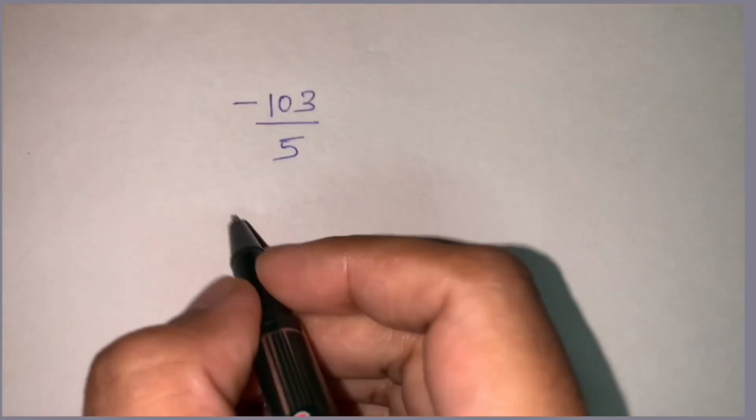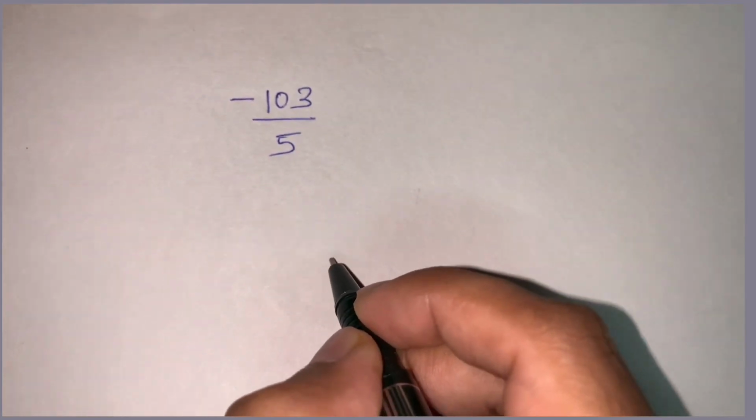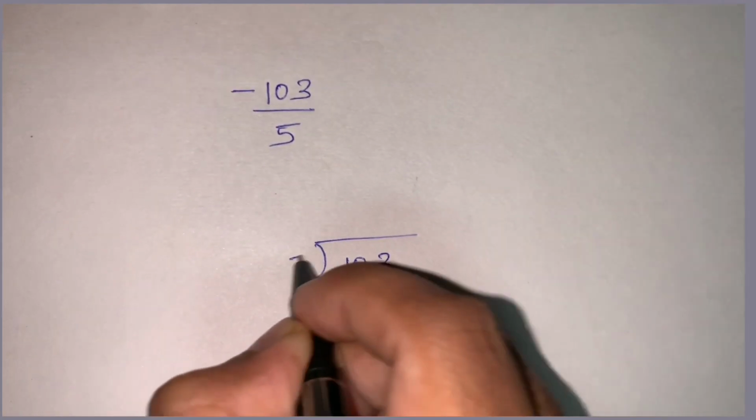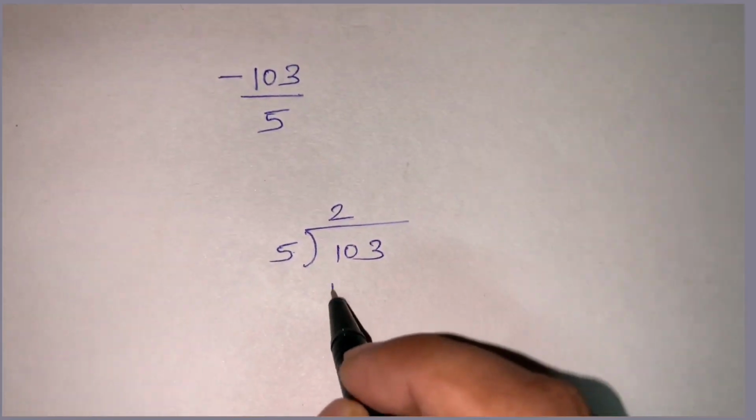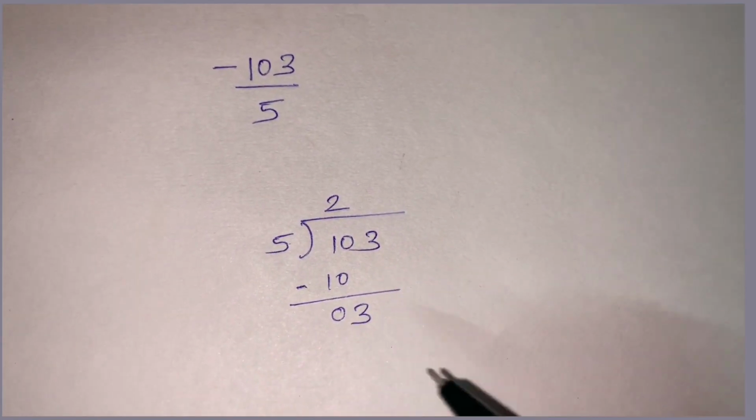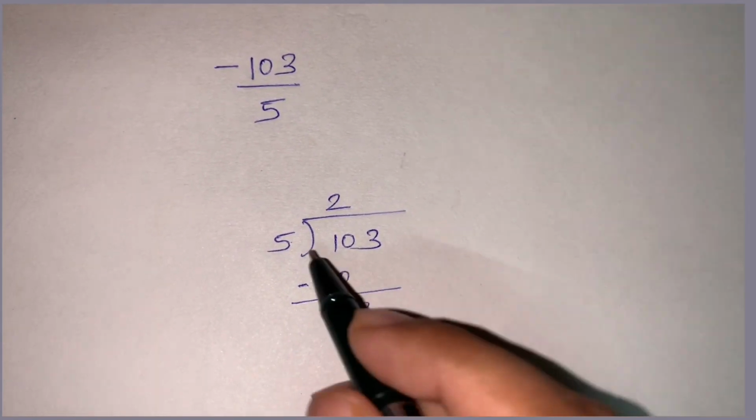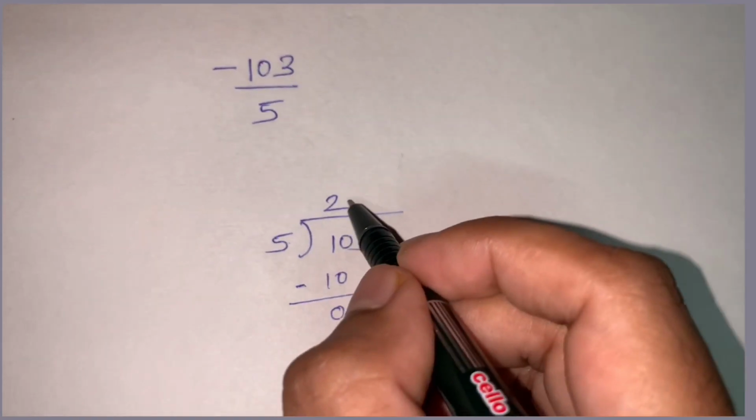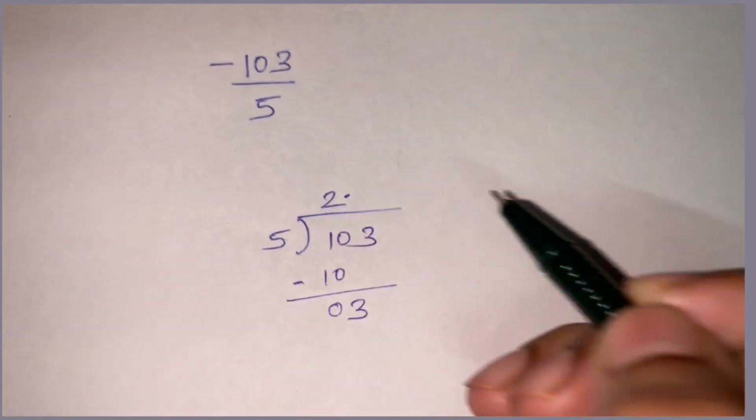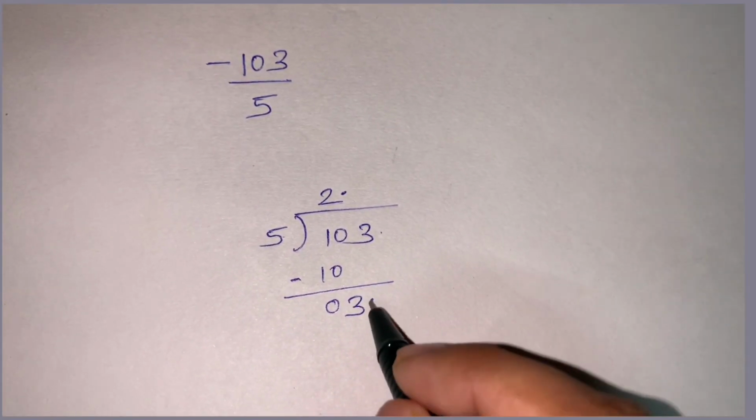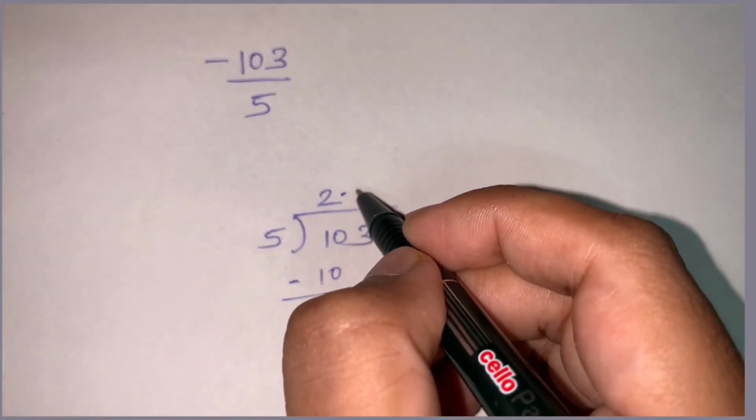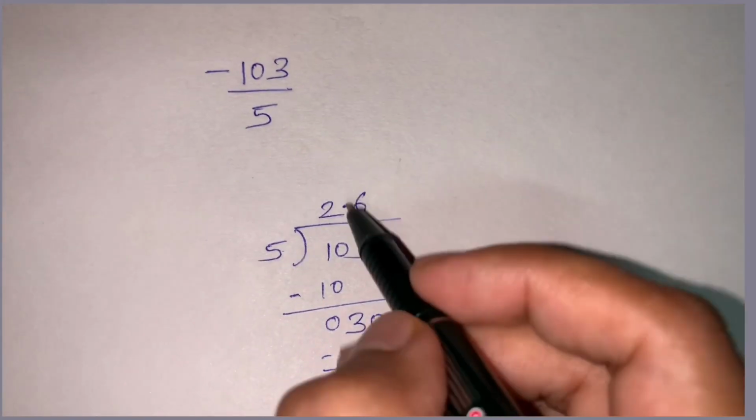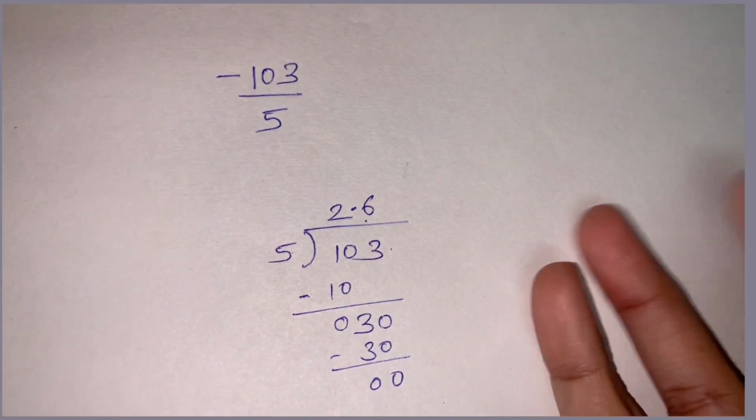Let's do the fourth sum from the exercise. So it is minus 103 by 5. So let's first divide 103 by 5. We know 5 twos is 10. So here we get 0. Bring 3 down. Now 3 is a number which is not a multiple of 5. So we'll put a point in the quotient and bring 0 down, so it becomes 30. Now 5 6s are 30. Subtracting, we get answer 0. So the division stops here because the remainder comes as 0.